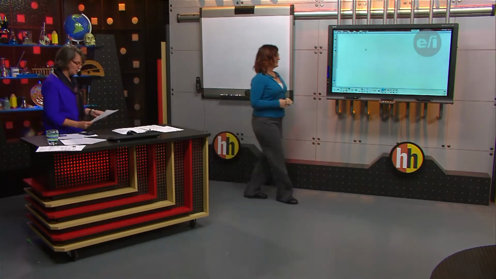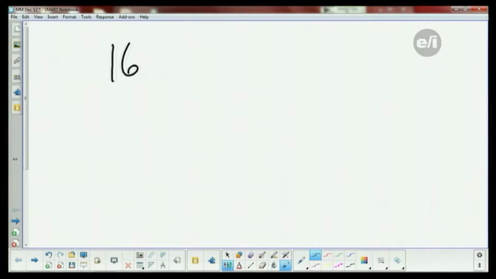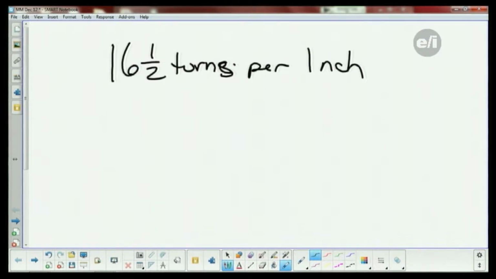All right, Laura, here you go. I'm ready. It says a screw takes 16.5 turns per inch. How many turns of the screw to screw in 2.5 inches? Okay. So it's 16.5 turns per inch. And then we want to know how many turns in 2.5 inches.